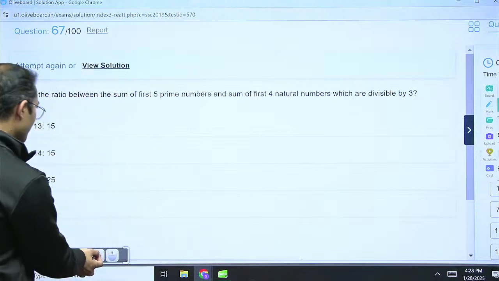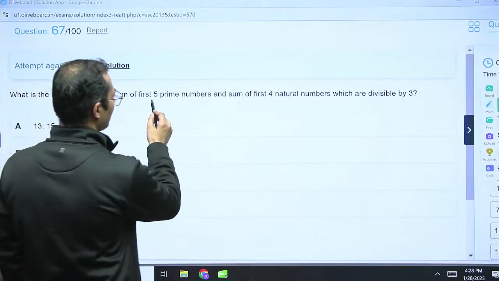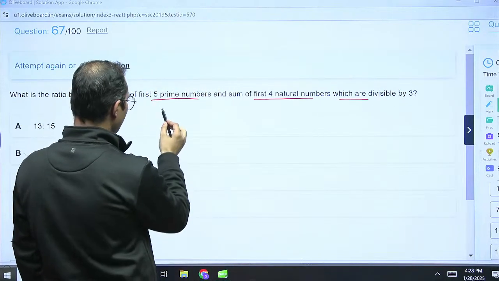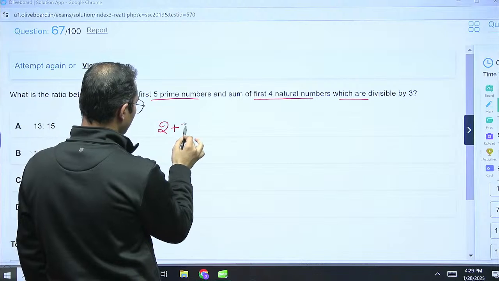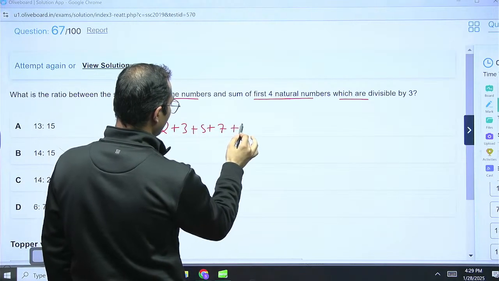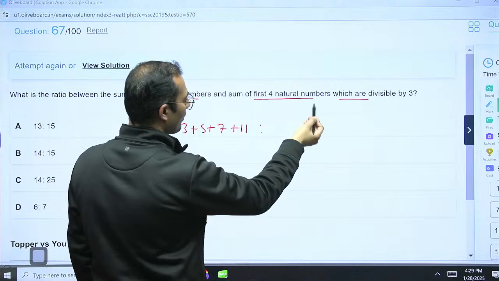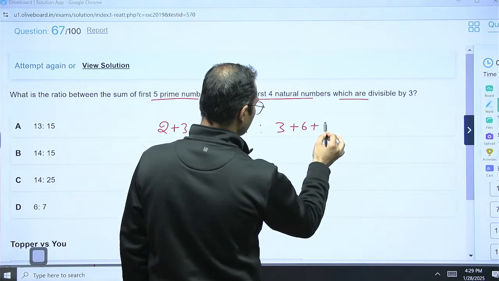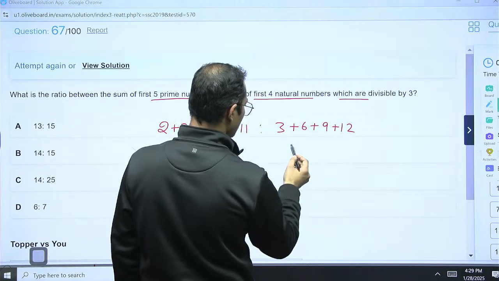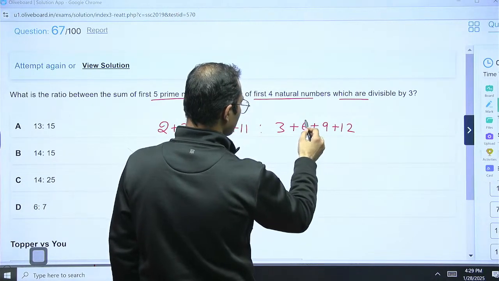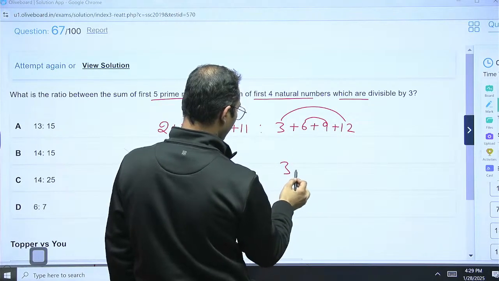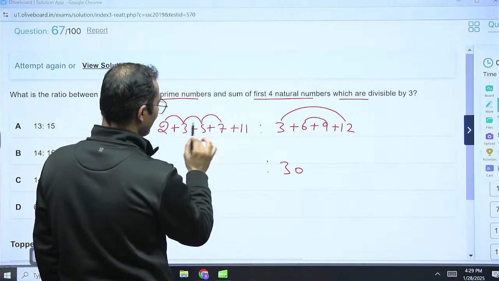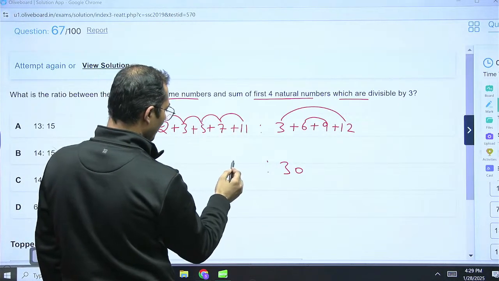See, what is the ratio between the first 5 prime numbers and the sum of the first 4 natural numbers which is divisible by 3, right? See, first 5 prime numbers, so 2, then 3, 5, 7 and 11, right? And 4 natural number multiple of 3, just take the table of 3. 3 1 ja 3, 3 2 ja 6, 3 3 ja 9 and 3 4 ja 12. So simply we can say that, see, so 15, 15 and 15, 30, okay? So here is what? See, 5, 5, 10, 10 and 7, 17, 17 and 1, 18 and 10, 28, right?